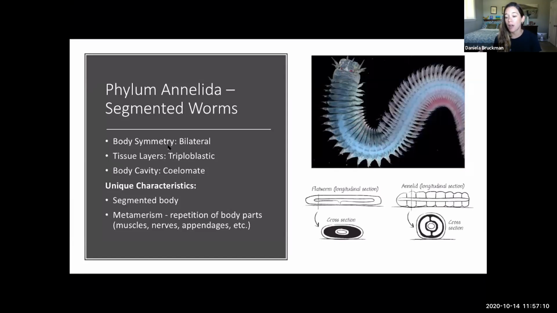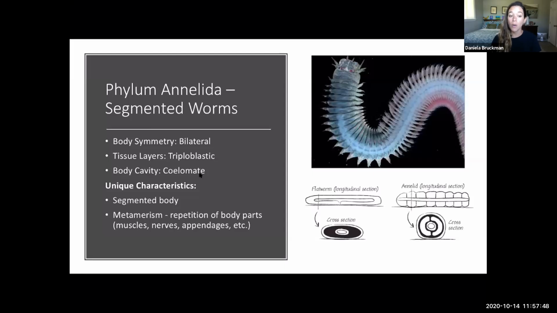Okay, so that's it for the phylum Platyhelminthes. We are now going to get into our second phylum of the day, which is the phylum Annelida. And the annelids are our segmented worms. And this is important because this is going to be how we remember these different kinds of animals. So these guys are going to be bilaterally symmetrical. They are triploblastic. And they are also different from our flatworms because they are true coelomates. So they have a true body cavity that is completely lined in mesoderm.